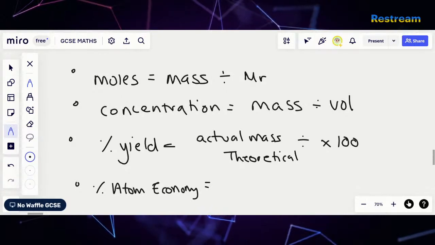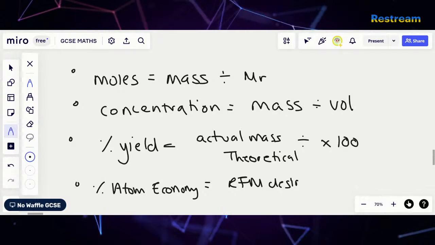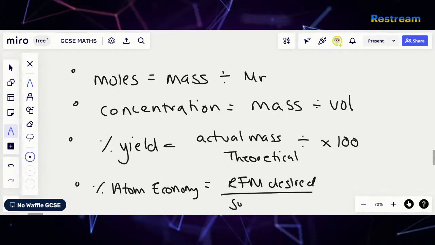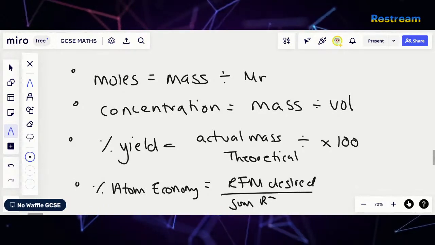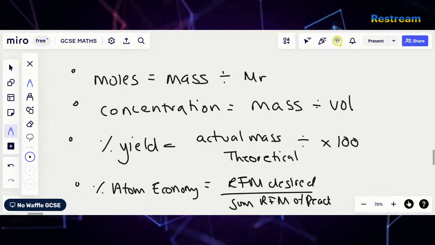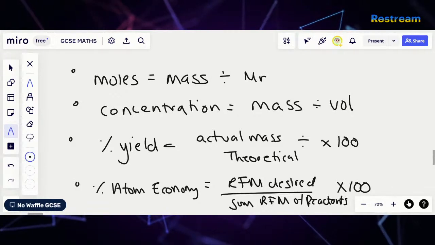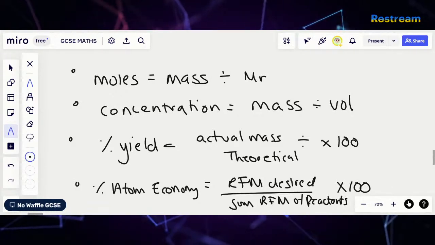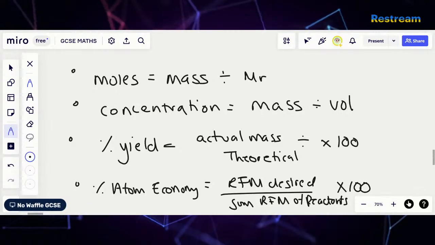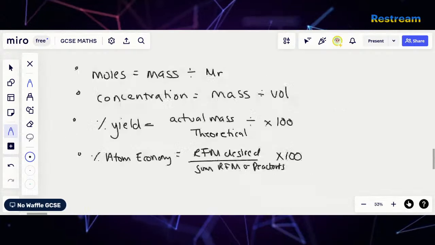which is the relative formula mass of the desired product over the sum of the relative formula mass of the reactants multiplied by 100. And that's the 4 equations key to quantitative chemistry.